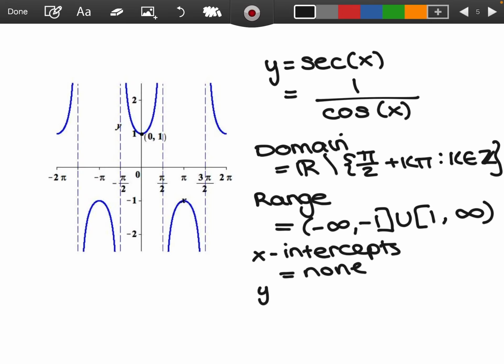For our x-intercepts, they don't exist. There are no x-intercepts for this graph. And the y-intercept, there is one y-intercept, and it is at (0, 1).